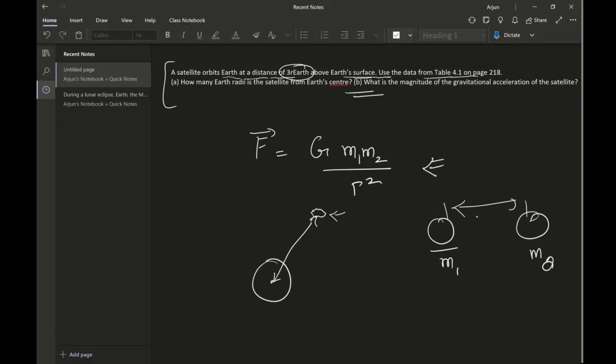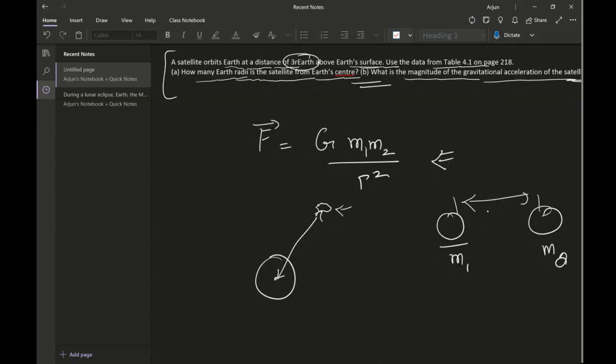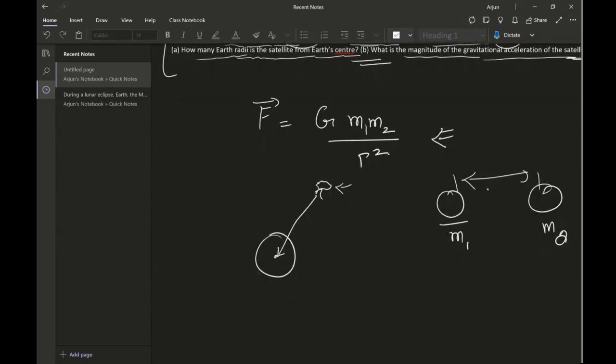Use the data and find out how many earth's radii the satellite is from the earth center. What is the magnitude of the gravitational acceleration of the satellite? So these are the two things which we wanted to find out, and this is the question I've taken from the Pearson book. On page number 218, this data is given to you. So let's dive into this question.